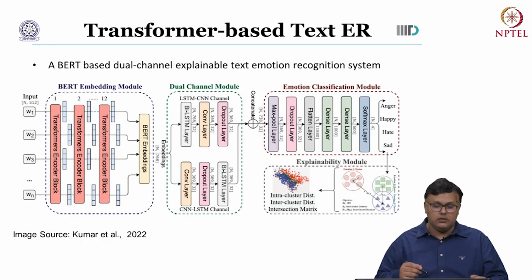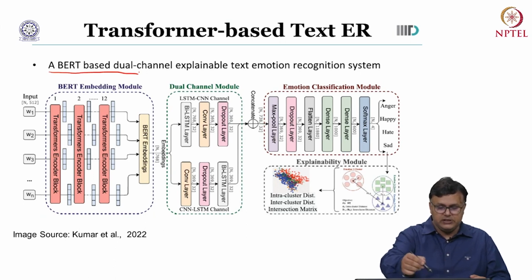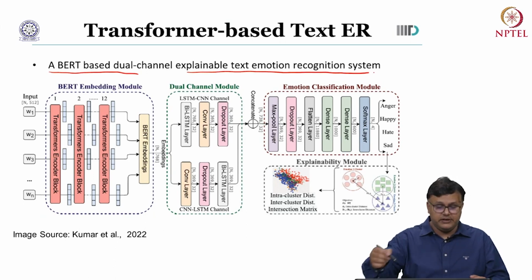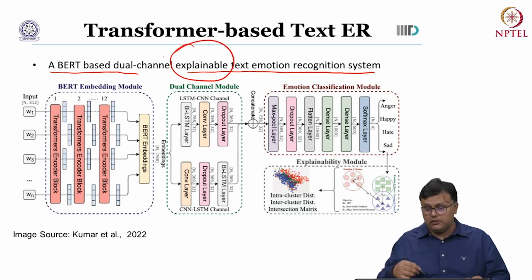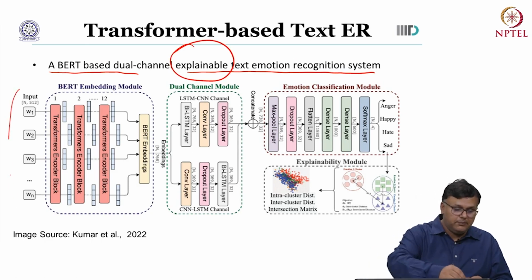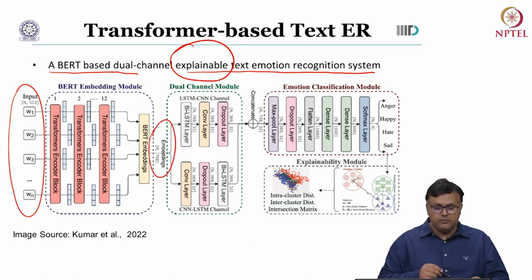Now here's another work. This is again by Kumar and others. It's called a BERT based dual channel explainable text emotion recognition system. Now notice it is explainable. Now you have the input representation for each word. So these are the tokens which you are inputting into your BERT module. You get the feature embeddings from the BERT module. What do we have later?